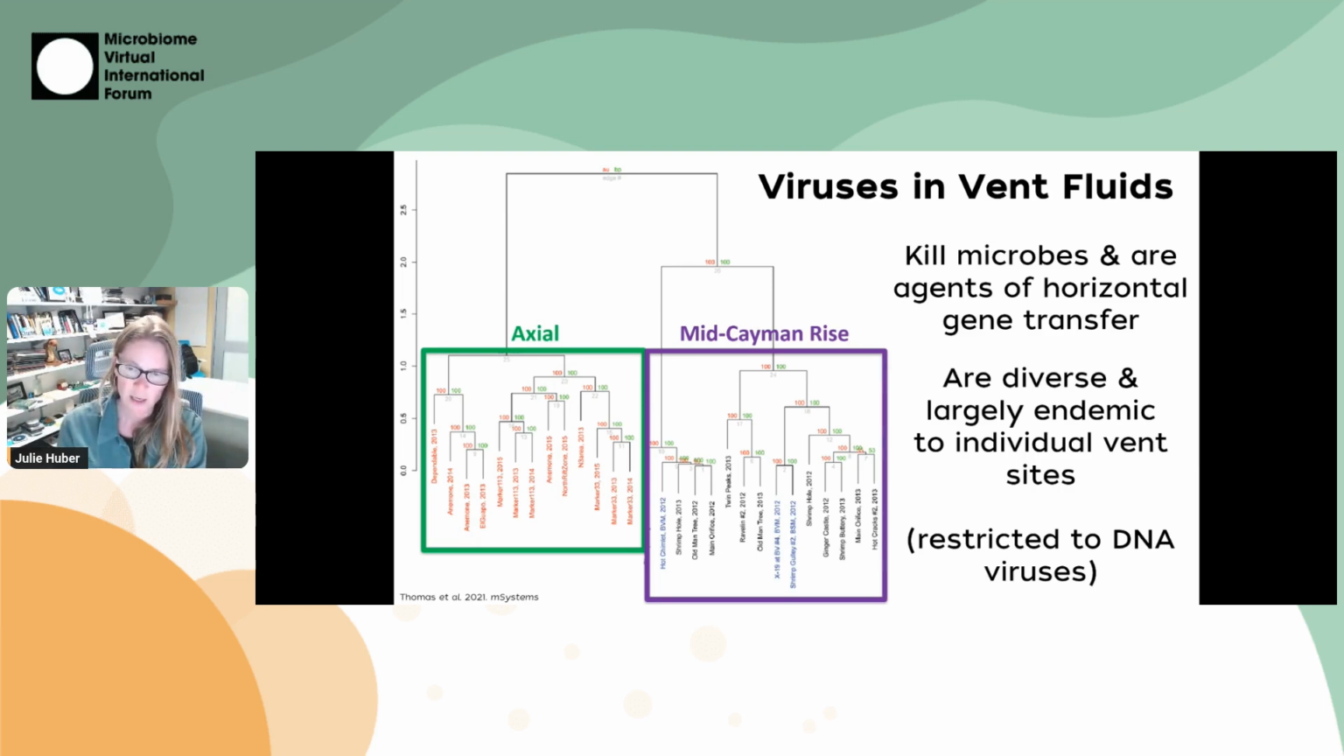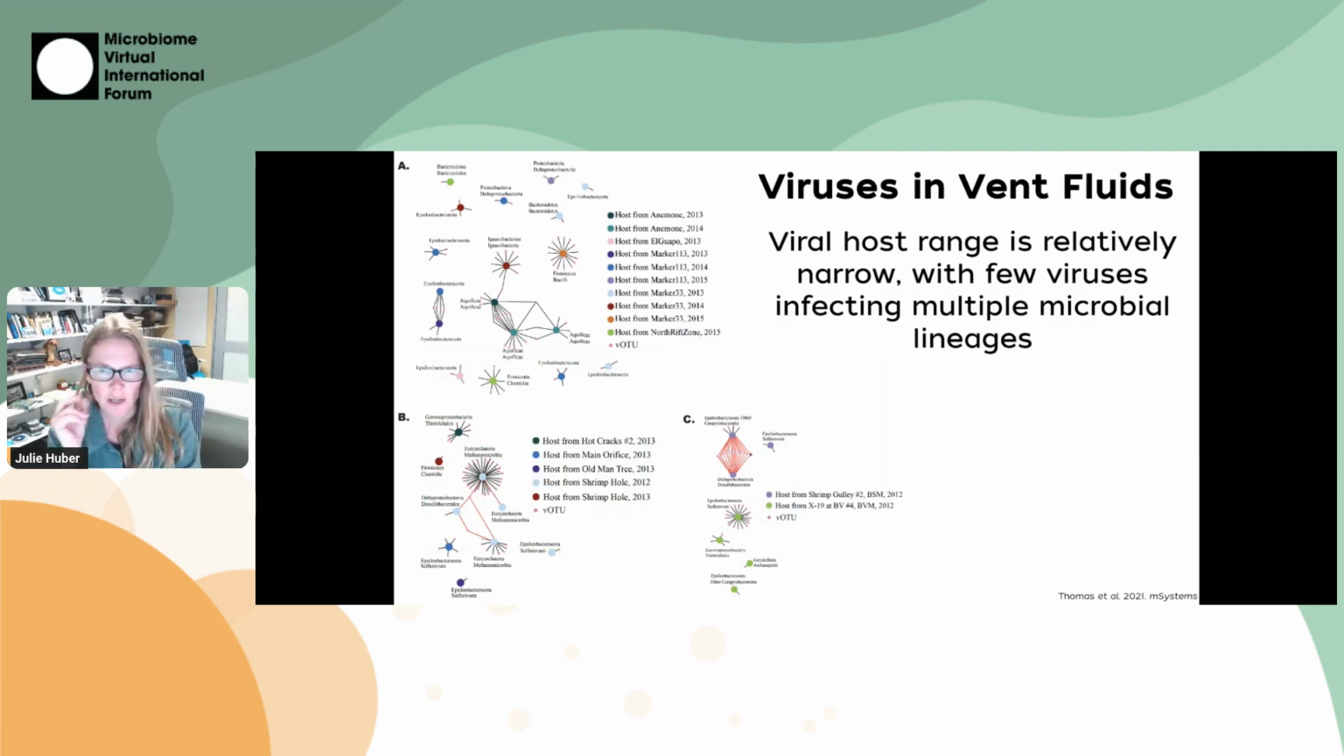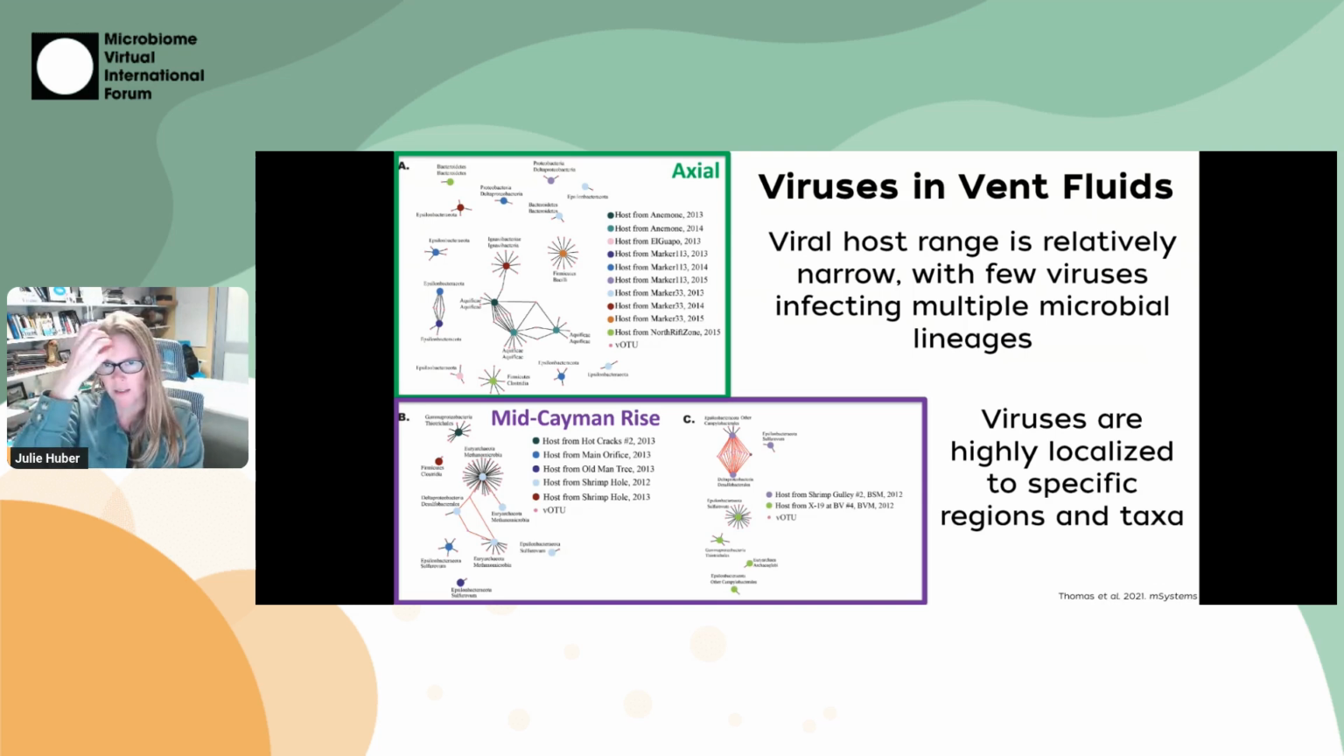We also did an infection network to try to show the links between the viral clusters and their host. We created these hosts through MAGs, metagenome assembled genomes. And so the edges are the little dots where a viral OTU is then linked back to its host in the same sample. What I hope you can see is that the viral host range is really narrow, with very few viruses infecting multiple microbial lineages. And so what we see is these viruses are highly localized to specific regions and specific taxa.